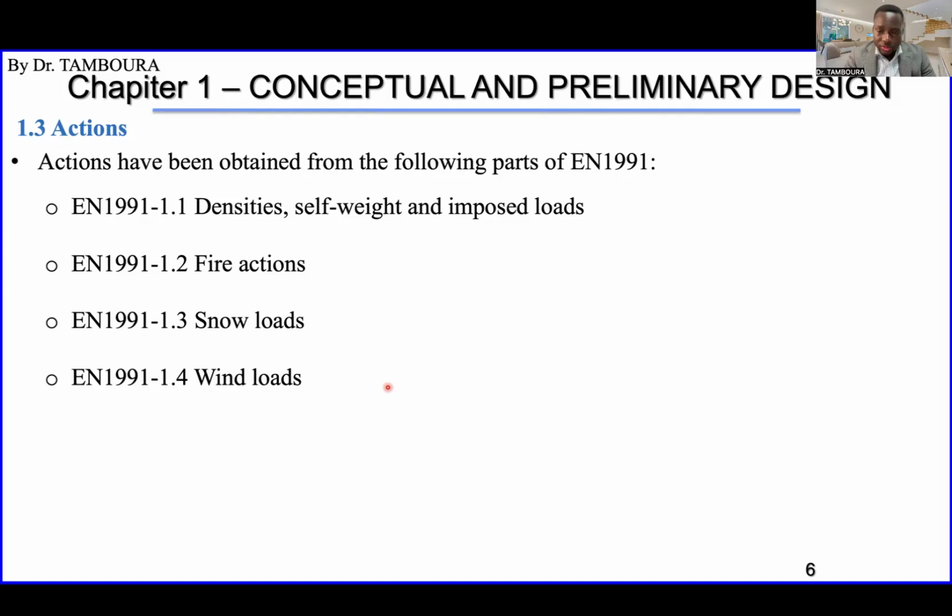In some countries, we also have earthquake, but as I said, not all countries have earthquake. So wind will be, in that case, the main horizontal load that has to be evaluated in the design of the building, okay?